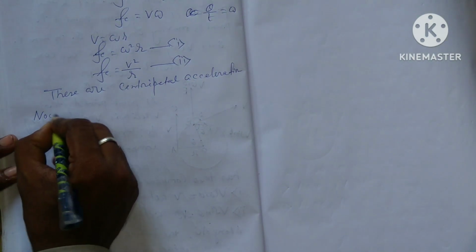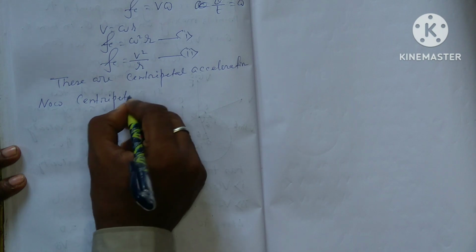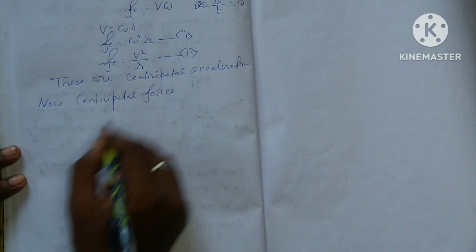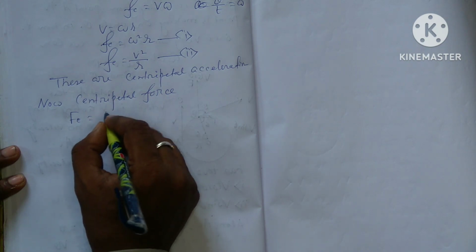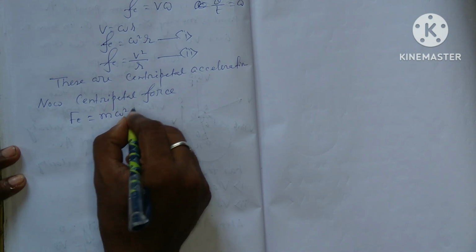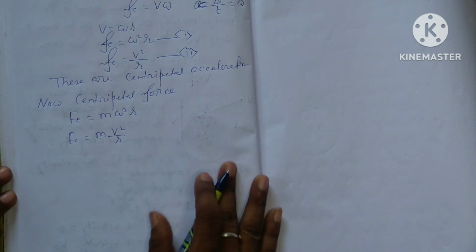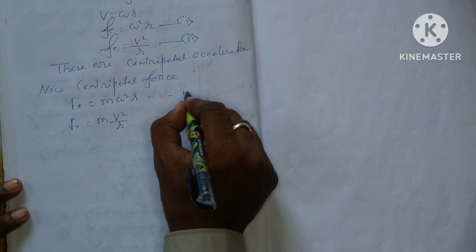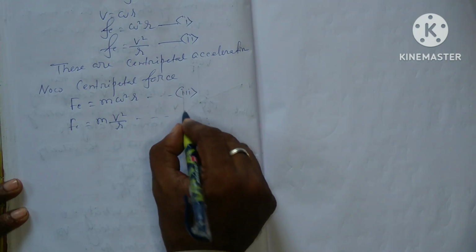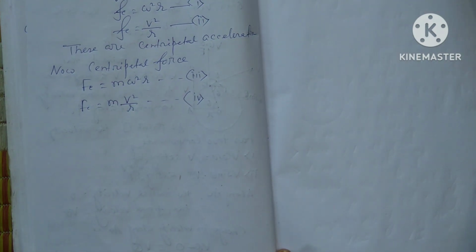Now the centripetal force, that is Fc equals m omega square r and Fc equals m v square by r. This is equation 3, and this is equation 4. So these are the main equations of centripetal force.